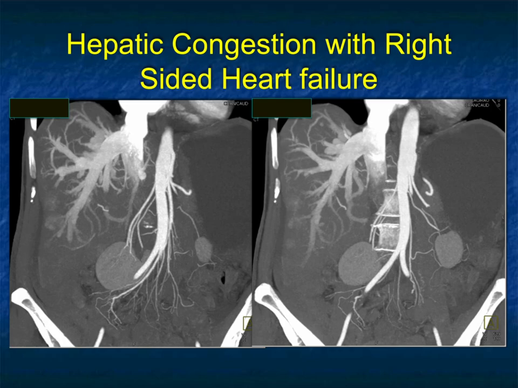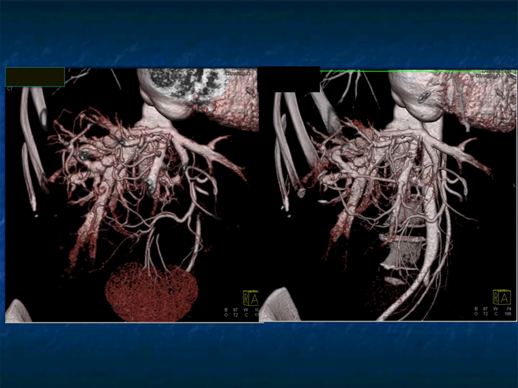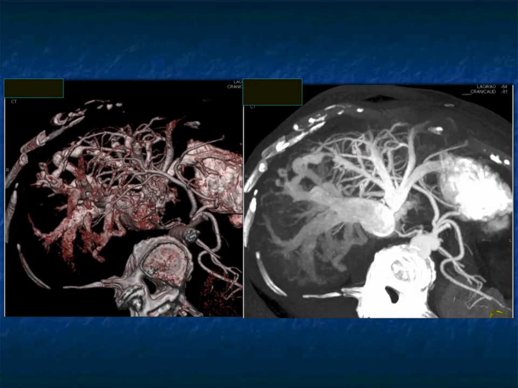Here's just a nice example, really impressive reflux into the IVC and hepatic veins. Again, this is arterial phase, and that's typically when we really appreciate the reflux of contrast. Here it is with MIP imaging, and here it is with volume rendering, all in the same case. And here it is from above and below with volume rendering and MIP imaging. Really impressive how extensive that reflux is into the IVC and into the hepatic veins.